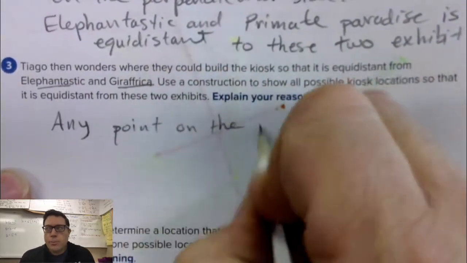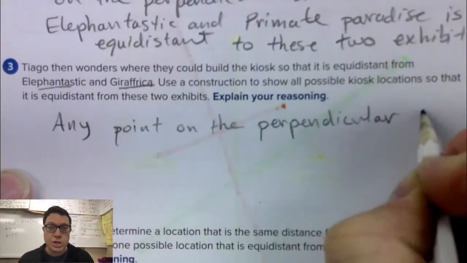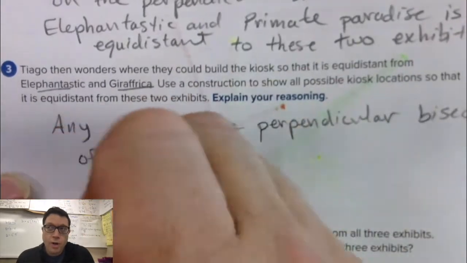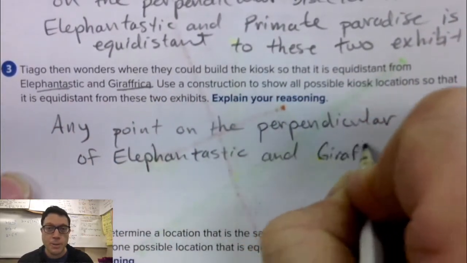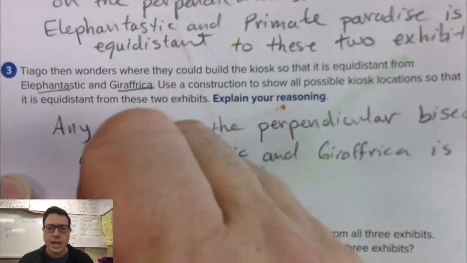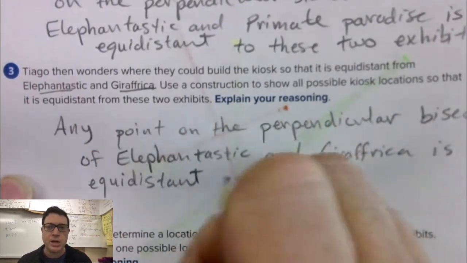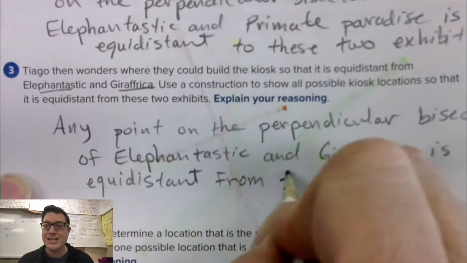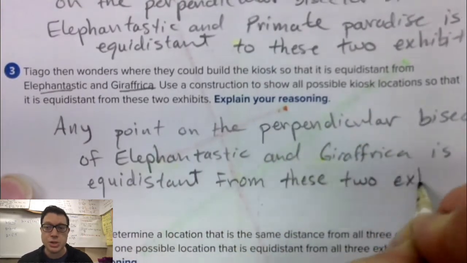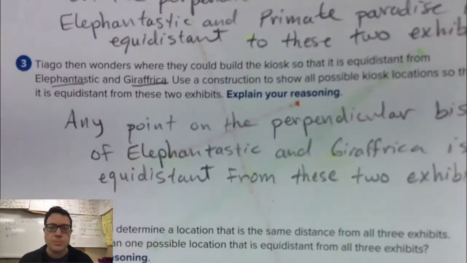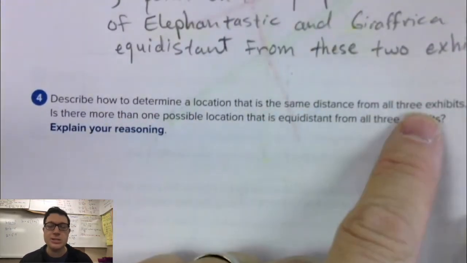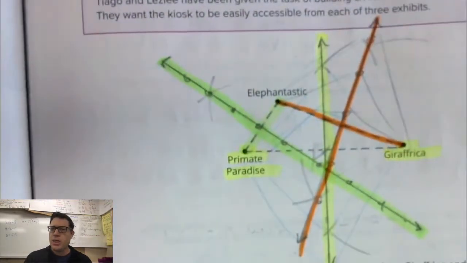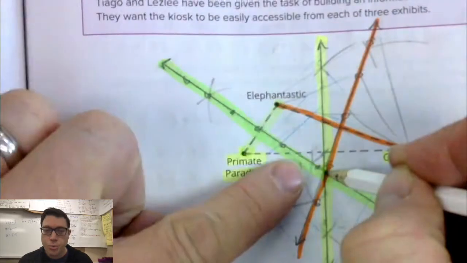So if you want to put a kiosk in a fair location, so it's the same distance away from both of those zoo exhibits, put it on the perpendicular bisector of them. Any point on the perpendicular bisector of Elephantastic and Giraffrica is equidistant from these two exhibits, because perpendicular bisectors exactly split in half the distance between two places. Describe how to determine a location that is equidistant to all three exhibits.